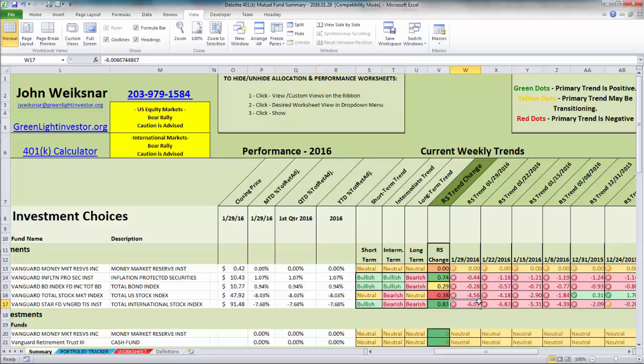What's always good to do is to track the week-over-week performance, looking at the numerical value as well as the color. When the numerical value is becoming less negative or more positive, that means the fund's generally moving in a positive direction. And when the numbers are getting more negative or less positive, that means the funds are generally moving in a negative direction. So it's an easy way to see what the general trends are of your funds.